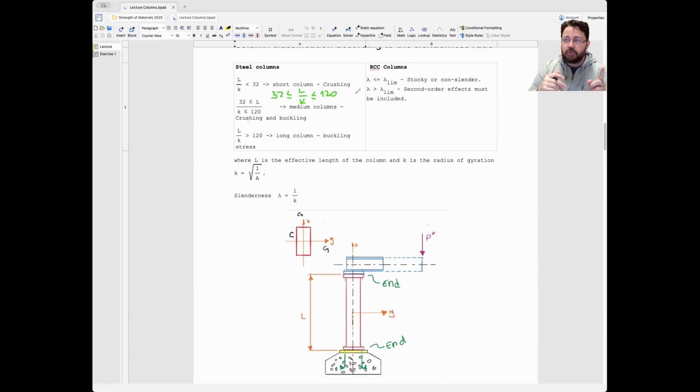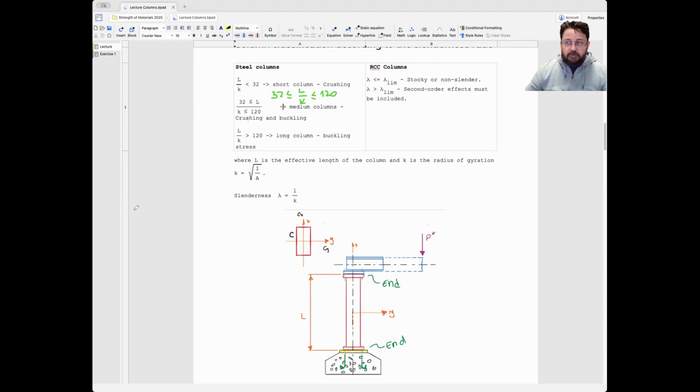But if the relation between L and K is larger than 120, like in this case, then we're talking about a long column, and the failure is going to be predominantly due to buckling, which is deformation. For the case of columns, there is not a clear, straight definition of slender column or anything like that. But the terms most used are stocky columns, or columns where the second order effects must be included. Those depend on the slenderness limit, and that limit depends on the material, geometry, and some other things that are coded in standards. So it's not a fixed number. It depends on the case.